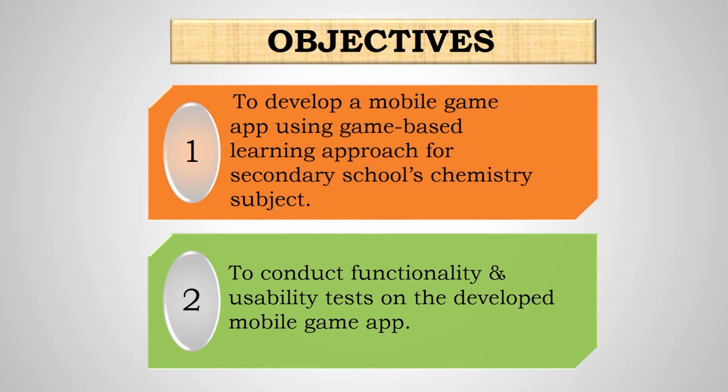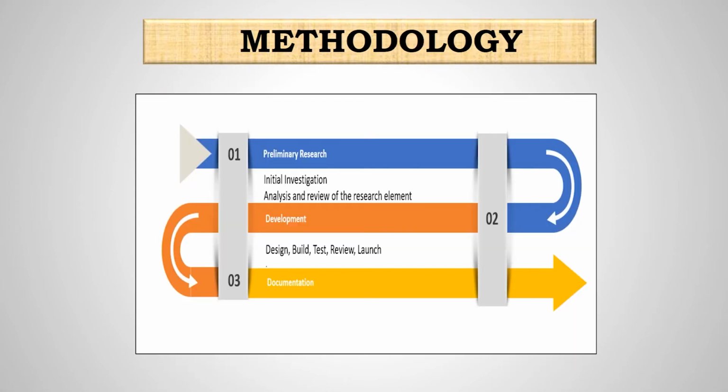So, we come out with two objectives. First is to develop a mobile game app using game-based learning approach for secondary schools chemistry subject. Second, to conduct functionality and usability tests on the developed mobile game app. Here are the methods used during the process to develop this project. It consists the phase that is used to achieve the objective of this project. All the activities that will be done in methodology are listed here.